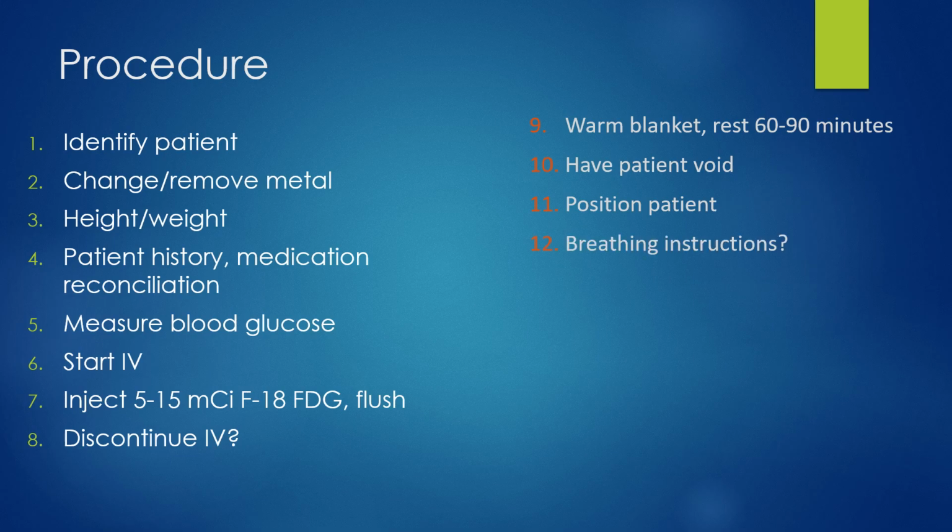Whether their arms are above their head or down by their side depends on whether they're whole body or not. If they're eyes to thighs, then you would put their arms above their head, make sure they have a cushion under their knees, and you can give them that warm blanket again if they're cold. That won't affect the study at this point.